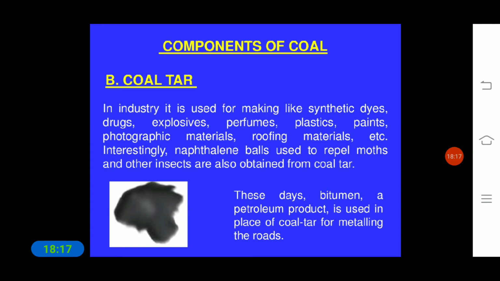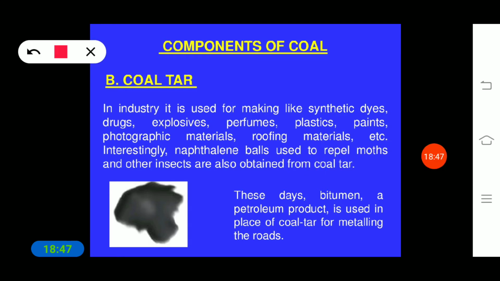Interestingly, naphthalene balls used to repel moths. Naphthalene balls are the balls which we call dambar goli. We keep them inside the clothes, in the almirah. These naphthalene balls, used to repel moths and other insects, are also obtained from coal tar.